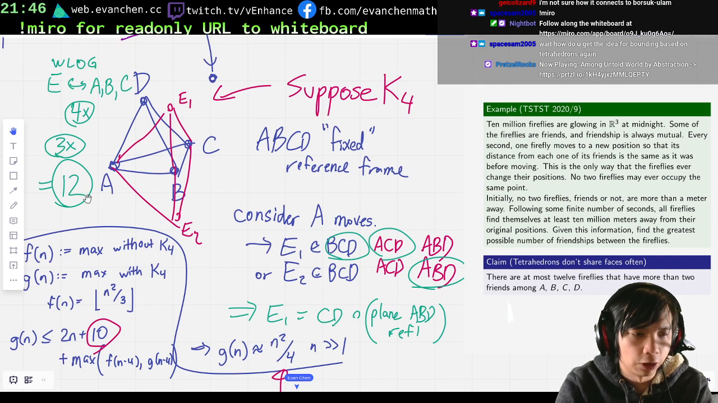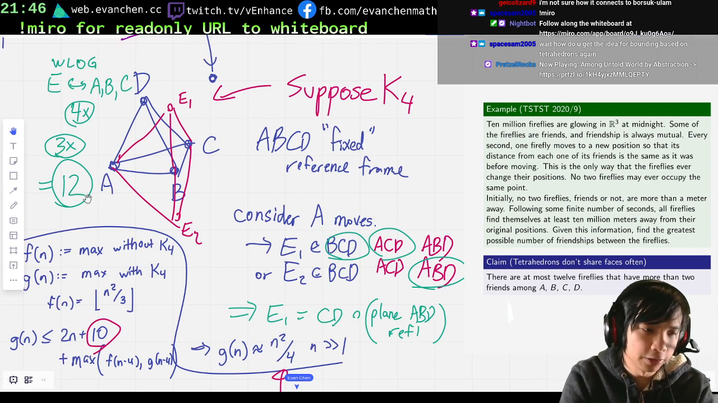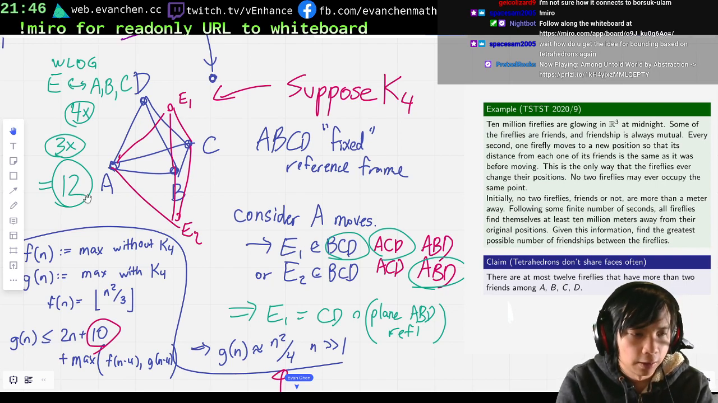Maybe that's a bit too global, but I think the point is, because tetrahedrons don't share faces often, if you can show the tetrahedron has at most half-ish degree, then you can just take out the tetrahedron and induct down. And that's exactly what the solution does.